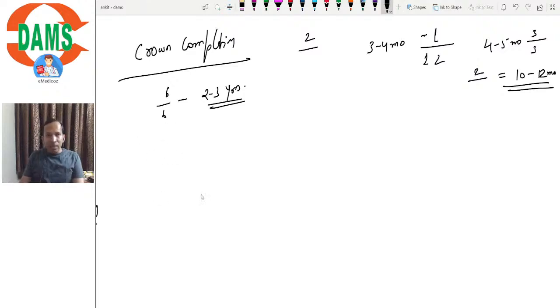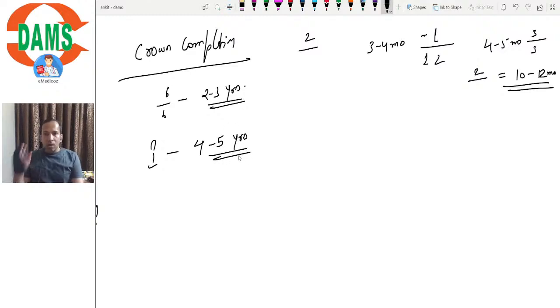After the first molars, which teeth will complete? It will be the anteriors, isn't it? So anteriors may be incisors or canine. Canines, remember, are the larger teeth, and incisors are the smaller teeth. So which will complete first? It will be the incisors, right? So let me just write I for incisors. Incisors will complete at around 4 to 5 years of age.